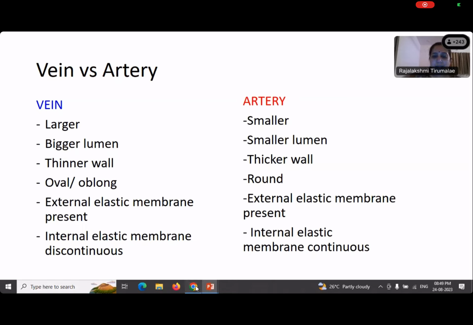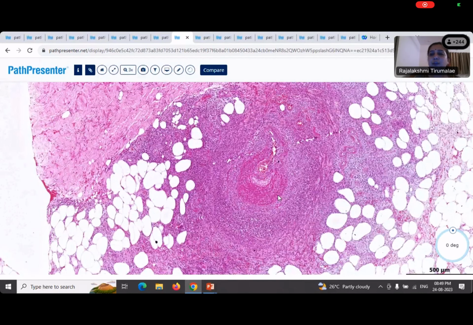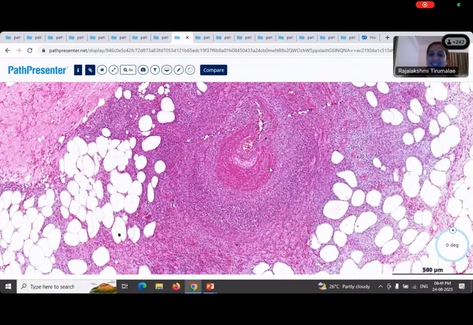So when you see an infiltrate like this, when you see a vessel like this, we would like to do a stain for elastic fibers. You can do the Verhoeff stain for elastic fibers. And again, it depends on what stage of the disease you're looking at. If it's too early, if it's just the infiltrate without disruption of the wall, it could be intact.